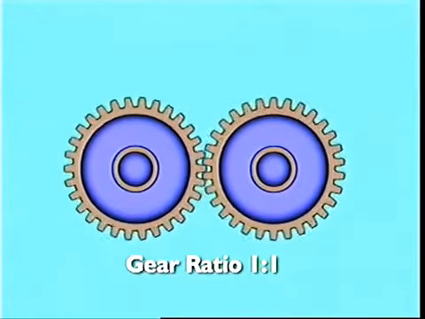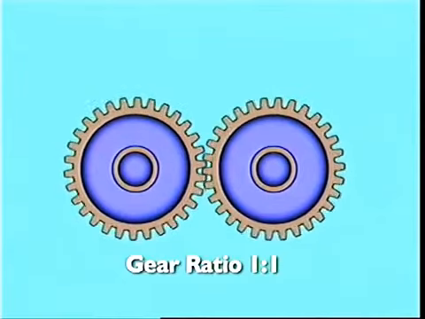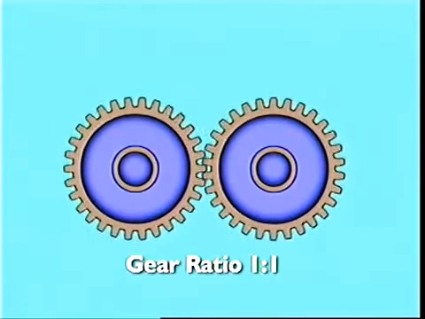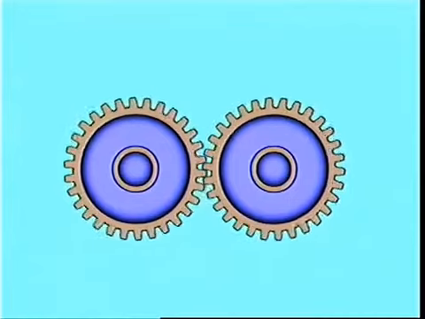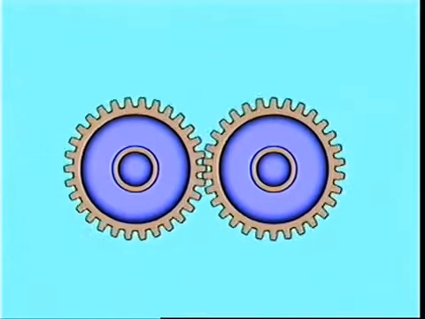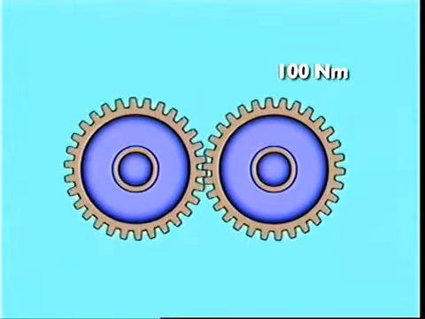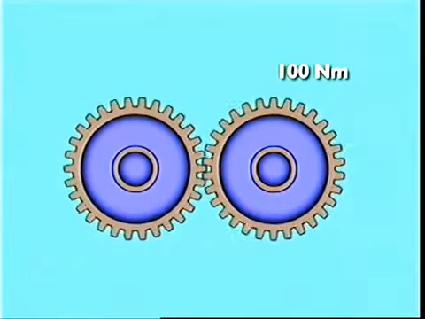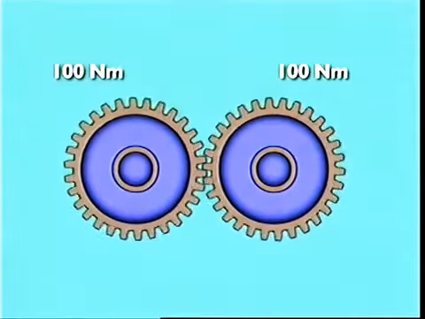Here it is 1 to 1, since the gears have the same number of teeth. In rotation, they also turn at the same speed, and the turning effort of the output gear will equal the effort applied by the input gear.